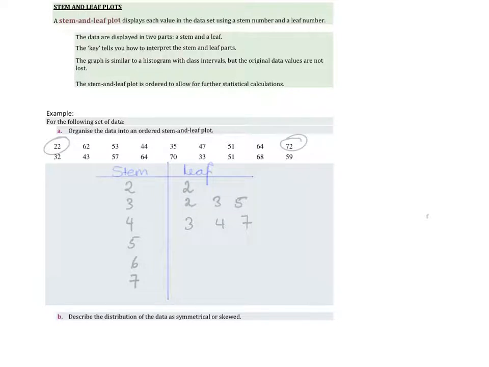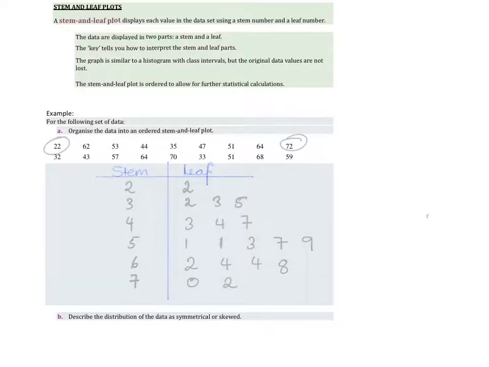I'm lining them all up underneath each other, making nice columns again. 50s, I have 51, and I have 51 twice, and then I have 53, 57, and 59, and 60s, 62, 64, 64 again, and 68. And for the last one, I have 70 and 72.